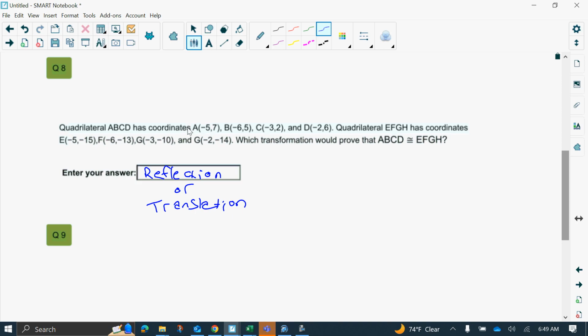Because you could be reflecting over y equals or x equals, given that x doesn't change, y equals.